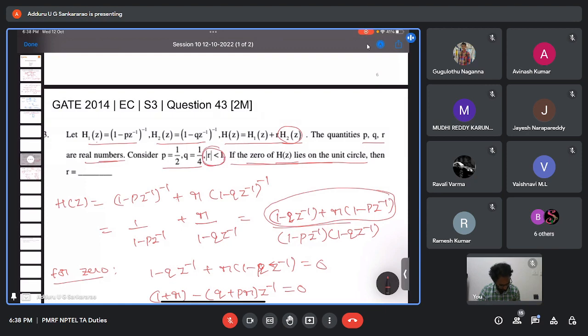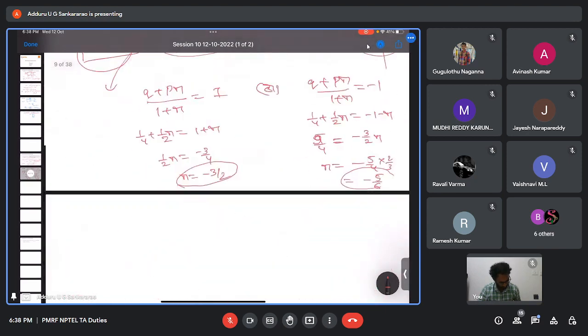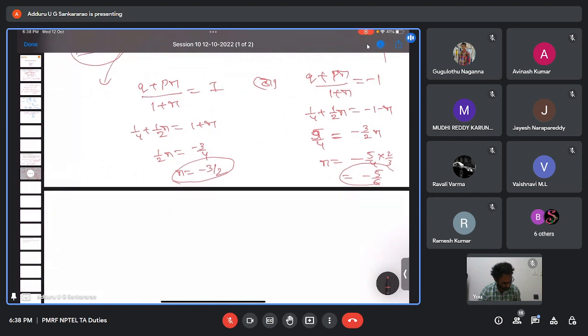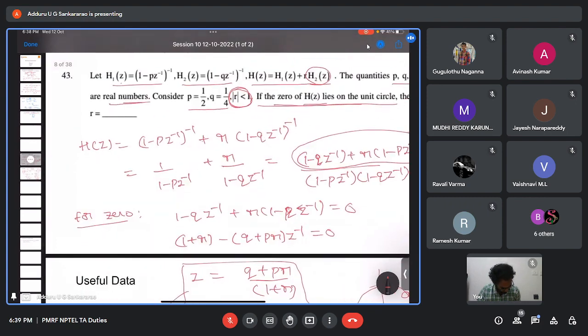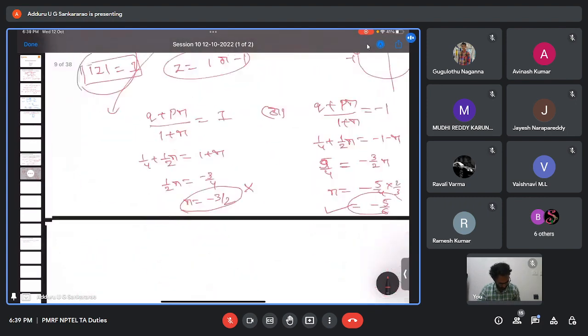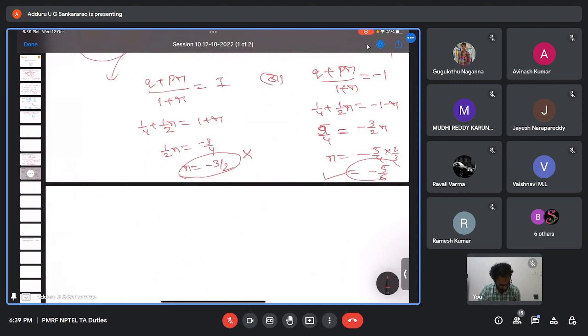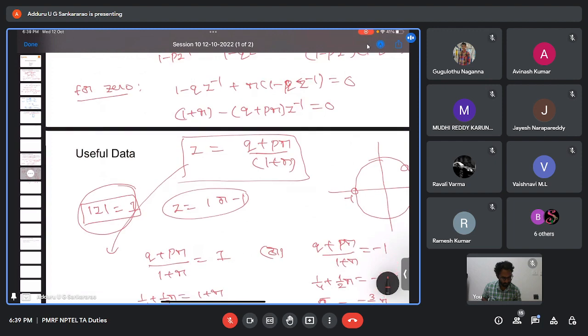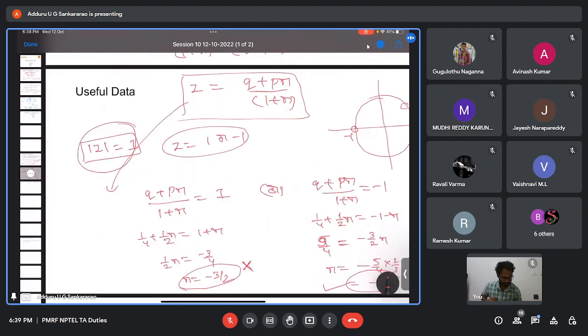So one condition they have given is mod R less than 1. So mod R less than 1 is possible in this case. In the question it is given mod R less than 1. So here this is not possible because mod R here is 1.5. This is not possible. The other one is mod R is minus 5 by 6. This is the procedure. I think maybe we have made some calculation mistake. Is that correct?